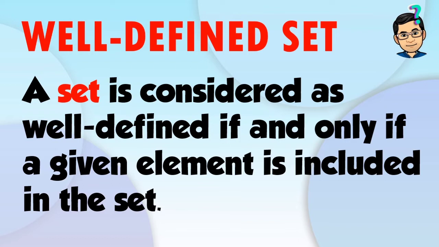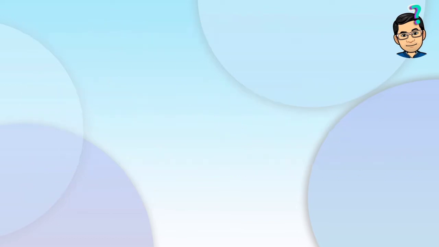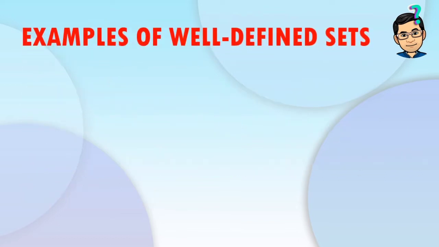Kagaya ng banana, kasama siya sa set ng fruits. Pero yung talong, hindi naman siya kasama sa set of fruits. So, let's have examples of well-defined sets.